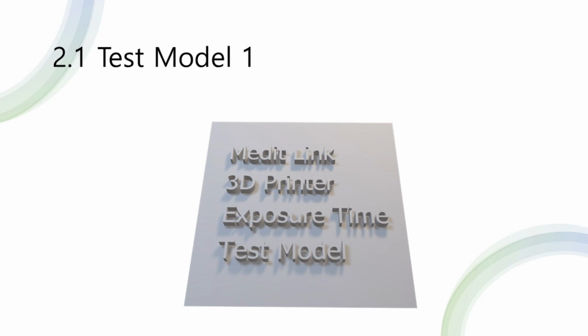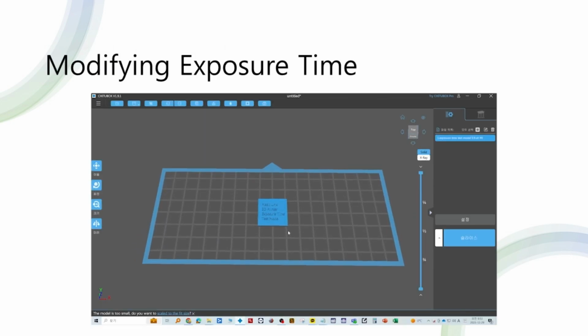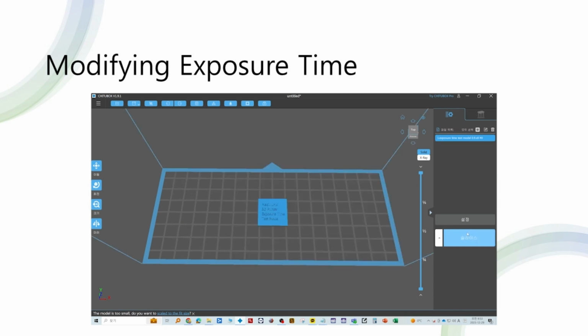Composed entirely of text, this model is useful for quickly finding exposure times that enhance the clarity and readability of text. Let's walk you through how to adjust the exposure time in your slicing software for 3D printing. First, open your slicing software. This software is where you convert your 3D model into layers and instructions for your printer.